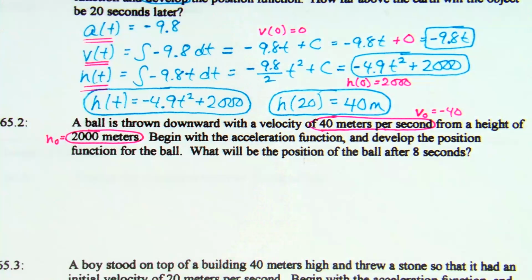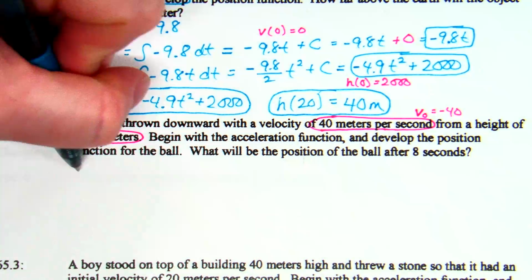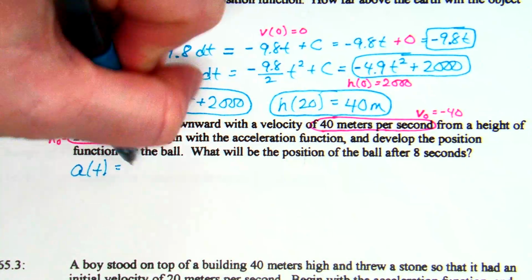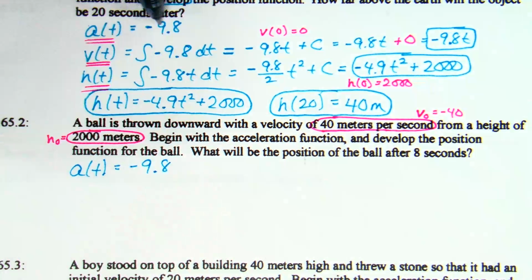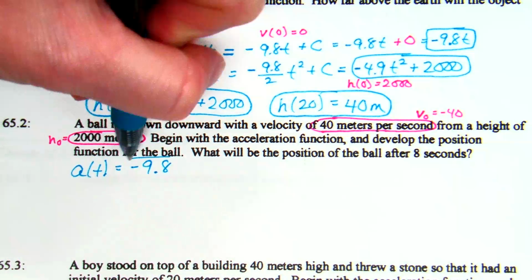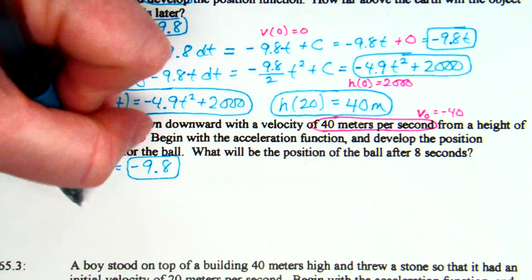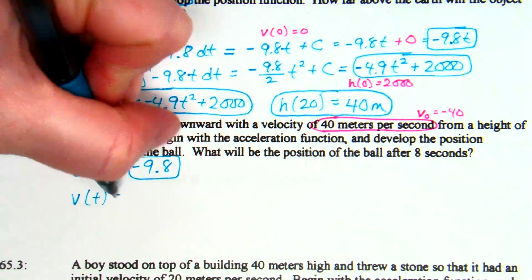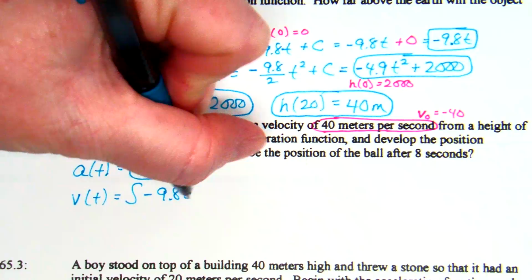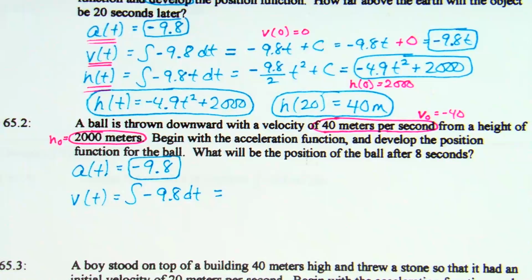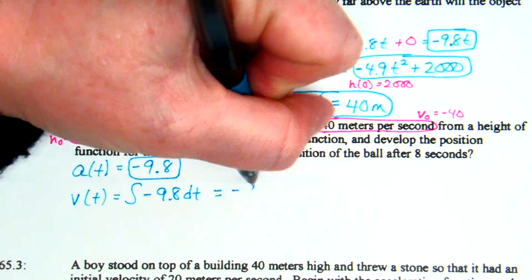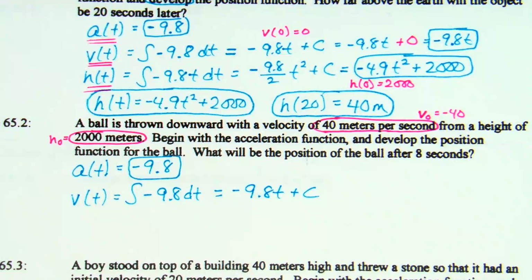Okay. Officially it says begin with acceleration and develop. What's the acceleration formula? A of t equals negative 9.8. Nothing more to say there. How do I get velocity? In order to get velocity, we're going to integrate. So it's going to be the integral of negative 9.8 dt. What is the integral of negative 9.8 dt? Negative 9.8 t plus c. Guesses of what c is?